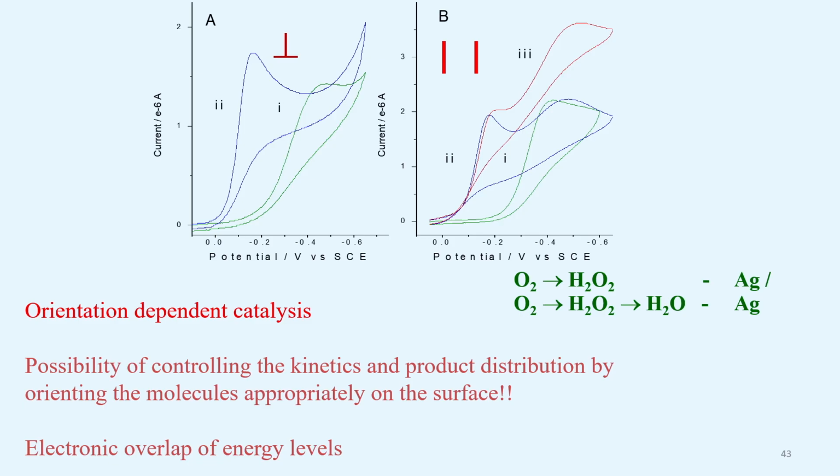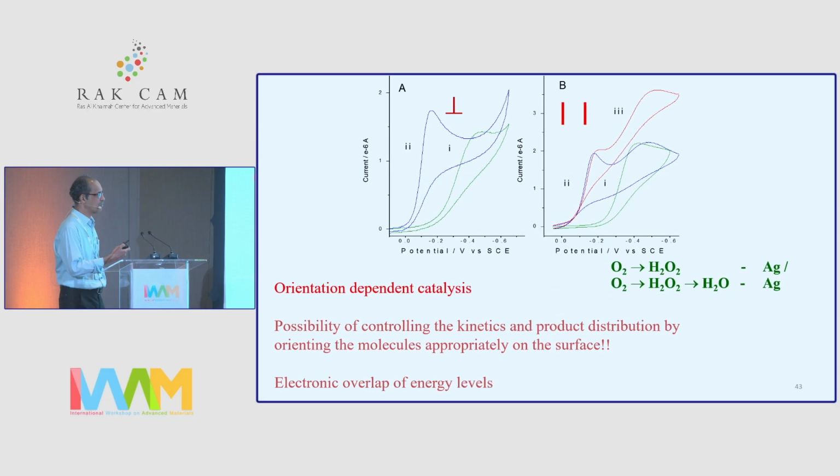But then when I have a slightly different orientation, a parallel orientation, what you see on the right is what is happening. The green one is on the bare surface, which is silver, and the blue one is actually in presence of the parallel oriented phthalocyanin. You start to see two peaks, and the first one is due to oxygen to peroxide, and the second one is due to peroxide to water. And when you intentionally add peroxide, you see that current goes up. That's the third one, red color one, which doesn't happen when the molecule is perpendicularly oriented. So there is an orientation-dependent catalysis, both thermodynamically and also kinetically. One can control the properties of it.